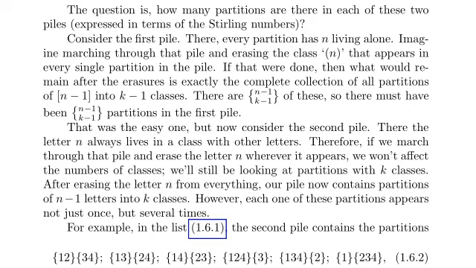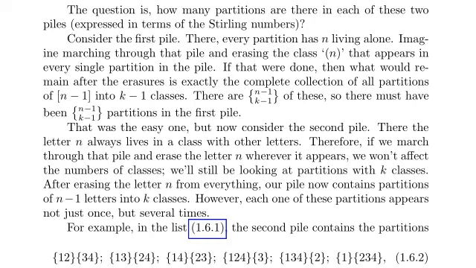So let's see what they say about pile 2. That was the easy one, but now consider the second pile. There, the letter n always lives in a class with other letters. Therefore, if we march through that pile and erase the letter n wherever it appears, we won't affect the number of classes, we'll still be looking at partitions with k classes. After erasing the letter n from everything, our pile now contains partitions of n minus 1 letters into k classes. However, each of these partitions appears not just once, but several times.